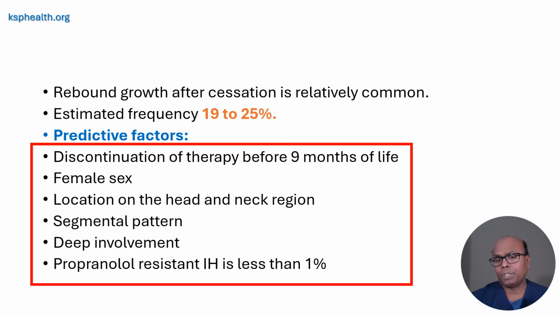Rebound growth after cessation is relatively common. The estimated frequency is 19 to 25%. The predictive factors for recurrence are discontinuation of therapy before 9 months of age, female sex, location in the head and neck region, segmental pattern, and deep involvement. Hemangioma is resistant to propranolol in less than 1% of patients. So these patients can have recurrence again.